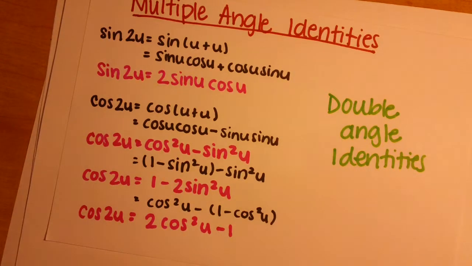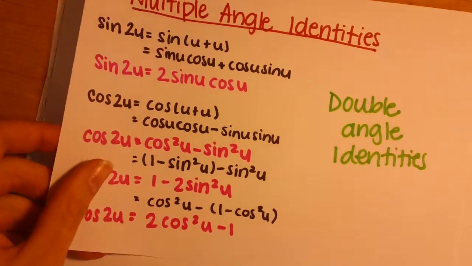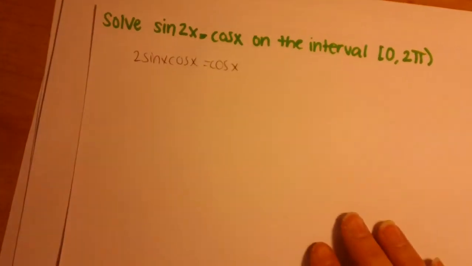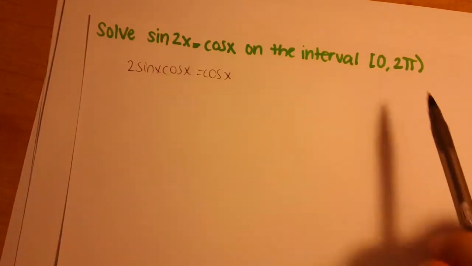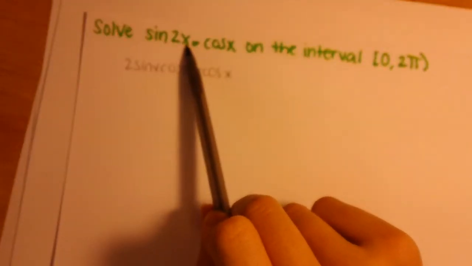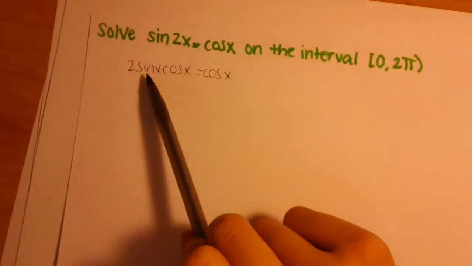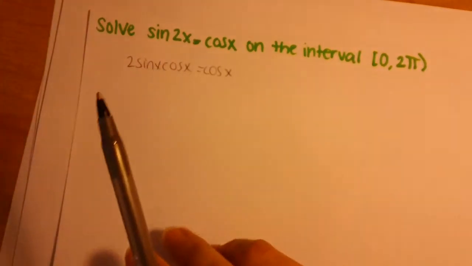where u is your single angle and 2u is the double angle. Okay, so let's look at an example. So I have sine of 2x equals cosine x on this interval. I went ahead and put in my double angle identity, 2 sine x cosine x equals cosine x.